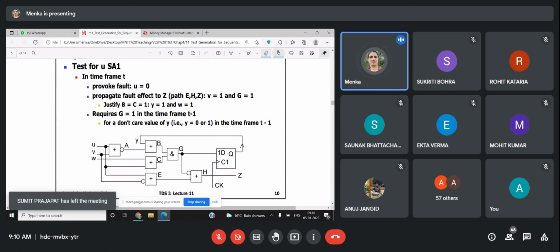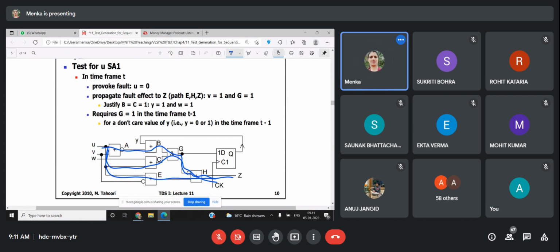How will you do the calculations? Here you know these are the paths. First is this. Through this it can be propagated to this. Second path is this. Third one is this. So in all these cases, what is expected from y? That we need to find out, so that the fault can be propagated easily.